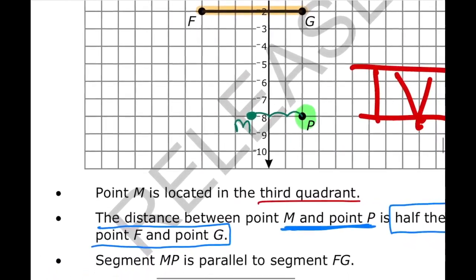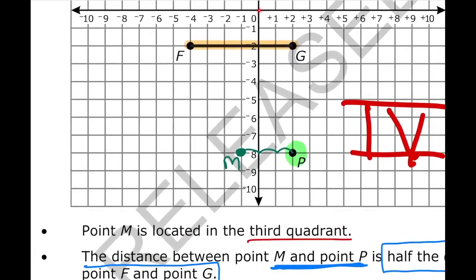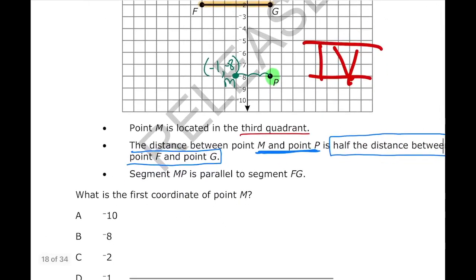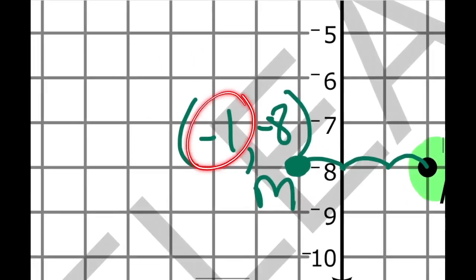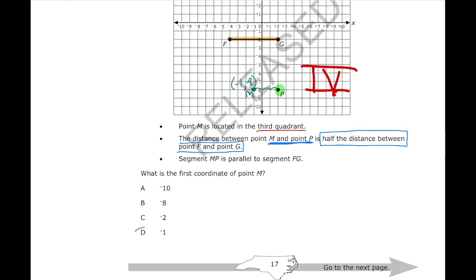That's point M. Now, what is that point that we just graphed? We went over from the origin, we go over to the left 1, and then we go down 8. So this ordered pair is -1, -8. What is the first coordinate of point M? So when you look at this, it's asking for the first value there, and that would be -1. So the solution here would be D.